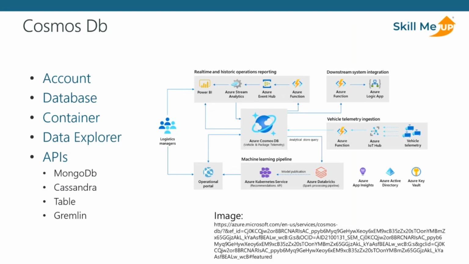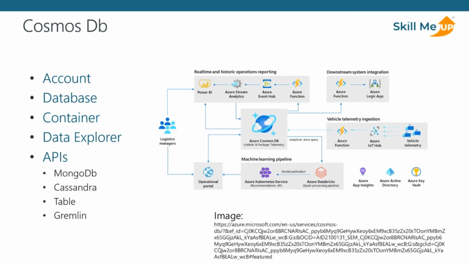Cosmos DB provides a Data Explorer in Azure as well. So you can go in there, you can drill into your data in the portal. You're able to review all the data that's in your Cosmos DB, and you can perform queries against it. So you can actually run queries to see how your containers are and what data is in your containers.